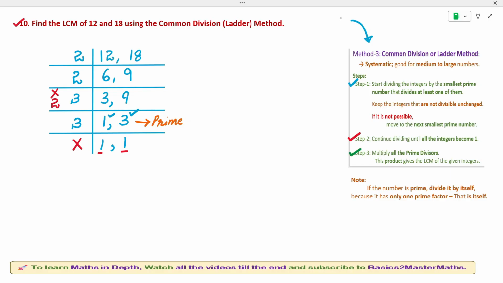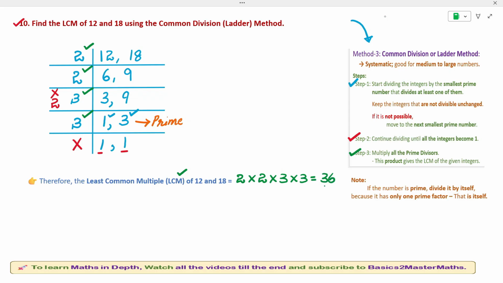Step 3, multiply all the prime divisors. In this case, they are 2, 2, 3 and 3. Therefore, LCM of 12 and 18 is 2 multiplied by 2 multiplied by 3 multiplied by 3 gives you 36. Got it?